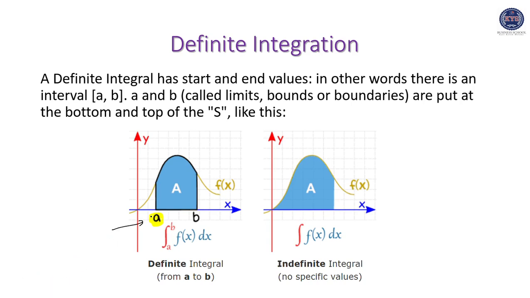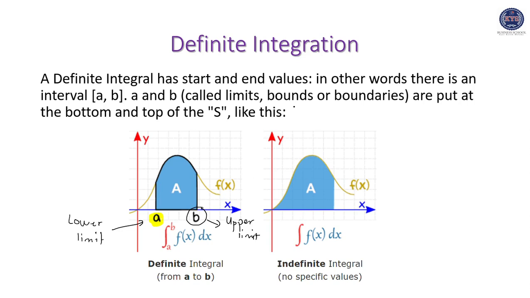Over here we call a the lower limit, and for b over here we call it the upper limit. So we can identify the range of values in between these two limits of the function.